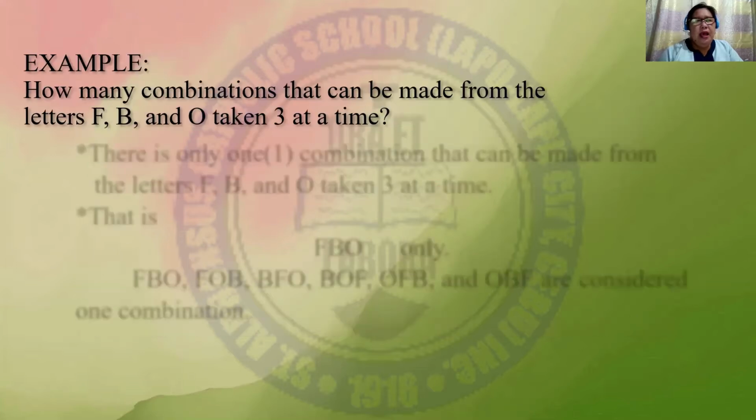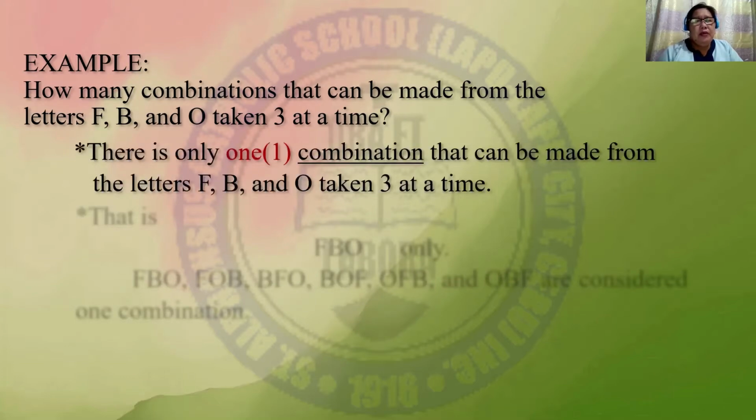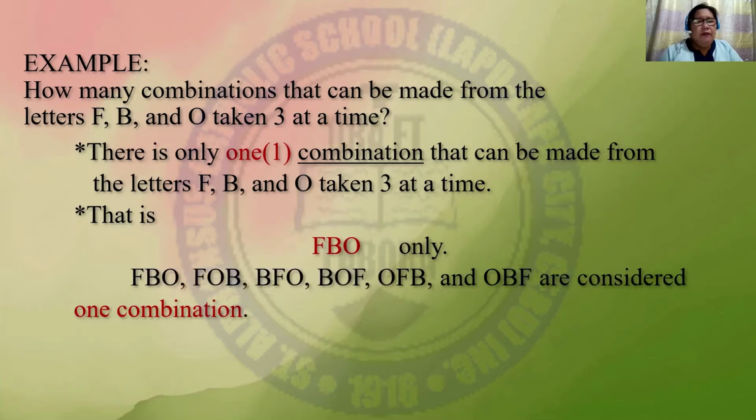Another example, how many combinations can be made from the letters F, B, and O taken three at a time? There is only one combination that can be made from the letters F, B, and O taken three at a time, and that is FBO only. FBO, FOB, BFO, BOF, OFB, and OBF are considered as one combination only.